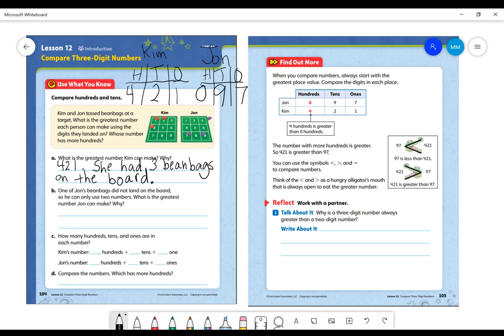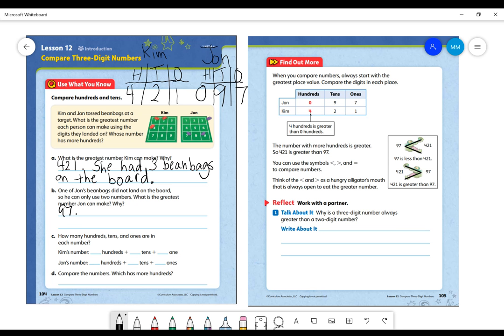All right, let's look at B. It says one of John's bean bags did not land on the board, so he can only use 2 numbers. What is the greatest number John can make and why? So look at our chart, Smarties. What was the greatest number that John could make? The greatest number he could make was 97.